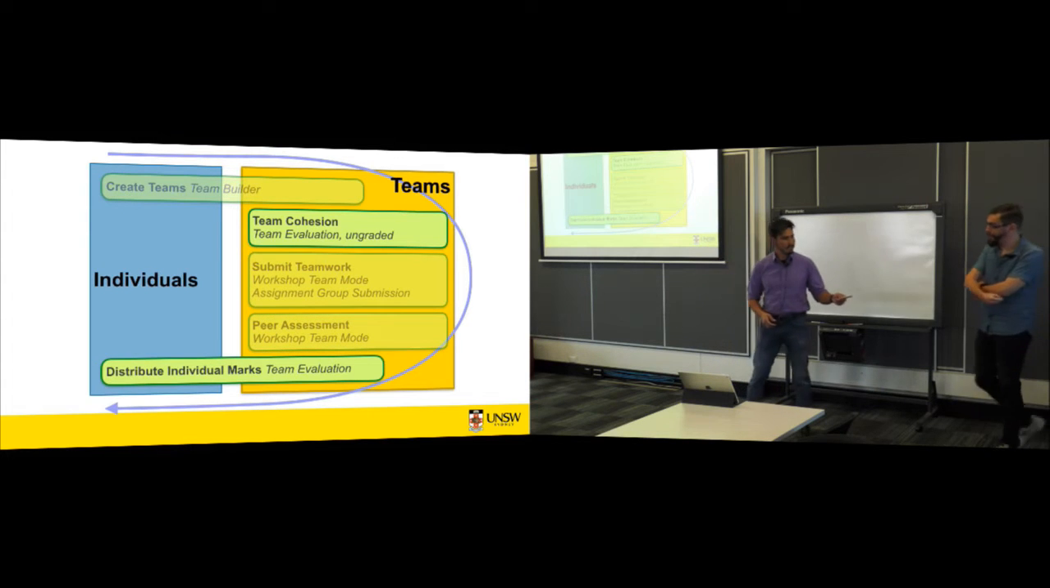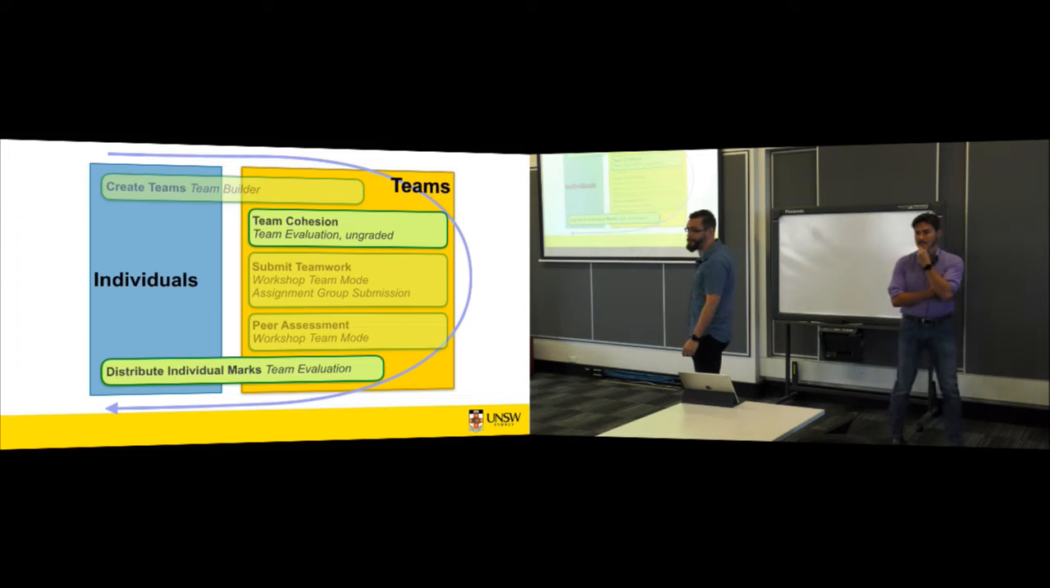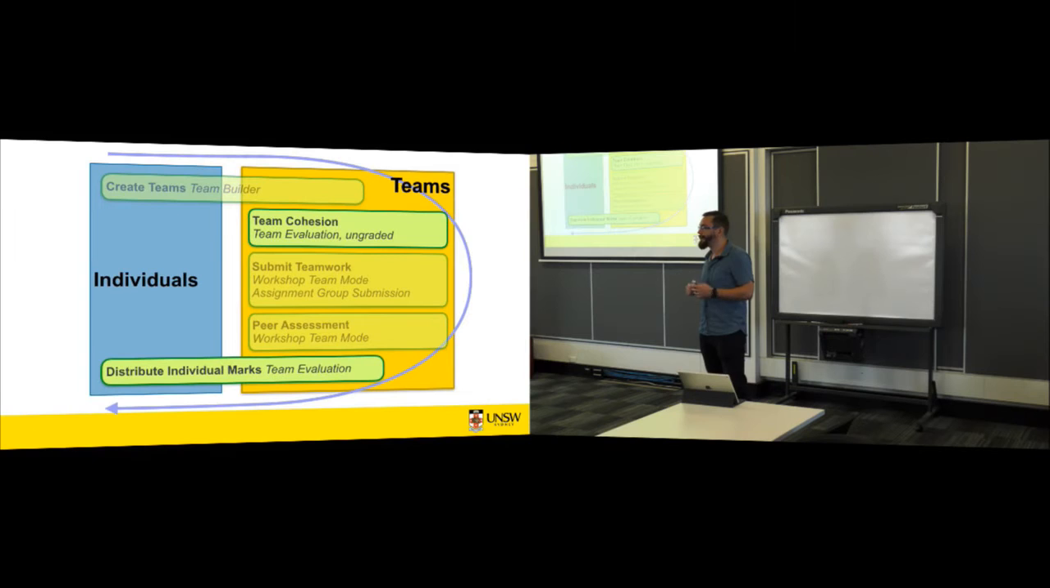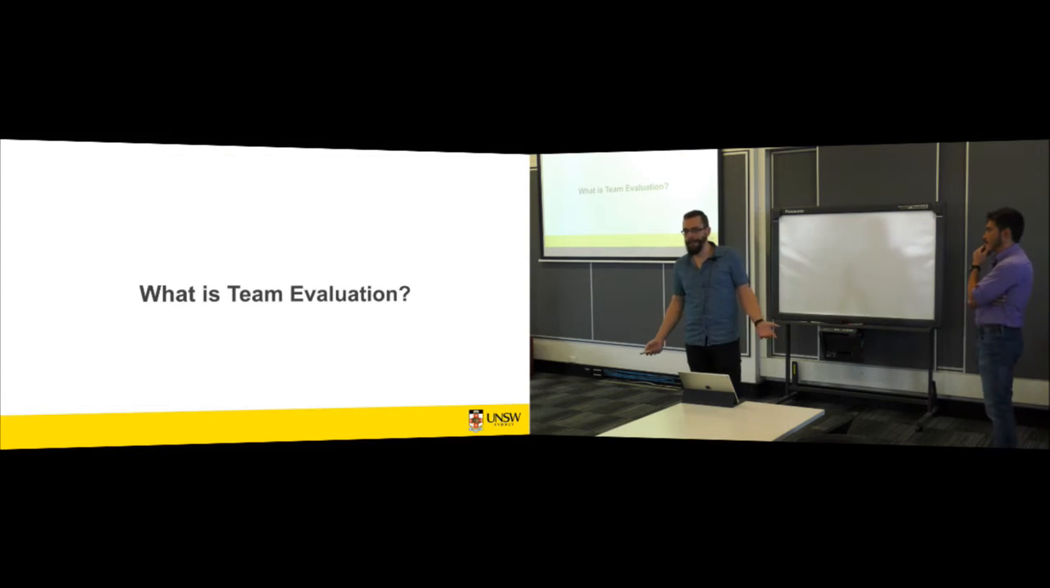All right, so you've covered 3 of our tools so far, but you might have noticed we skipped one. We skipped team cohesion, and that's because it's using the same tool as the final step to distributing individual marks. That's the tool we just introduced in beta this session, called team evaluation. It's been a long time coming. We've been working on it for a long time. So what is team evaluation?